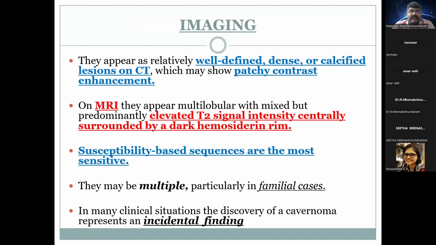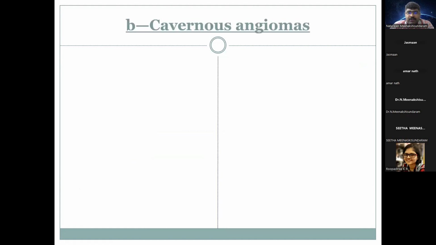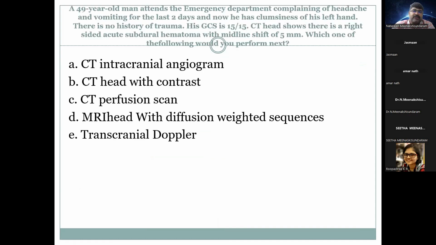In imaging, we see well-defined dense or calcified lesions on CT, which may show patchy contrast enhancement. On MRI, they appear multilobular with mixed but predominantly elevated T2 signal intensity, centrally surrounded by a halo that is called the dark hemosiderin rim. The susceptibility sequences are the most sensitive, where we can see areas of blooming. They can be multiple, especially in familial cases, and in some cases it can be an incidental finding. So this is a typical picture of a cavernous angioma.